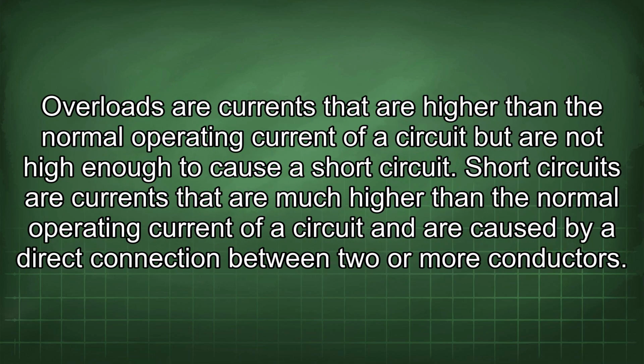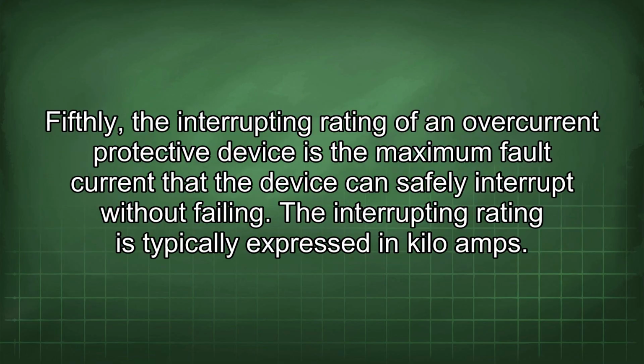Overloads are currents that are higher than the normal operating current of a circuit but are not high enough to cause a short circuit. Short circuits are currents that are much higher than the normal operating current of a circuit and are caused by a direct connection between two or more conductors. Fifthly, the interrupting rating of an overcurrent protective device is the maximum fault current that the device can safely interrupt without failing. The interrupting rating is typically expressed in kiloamps.